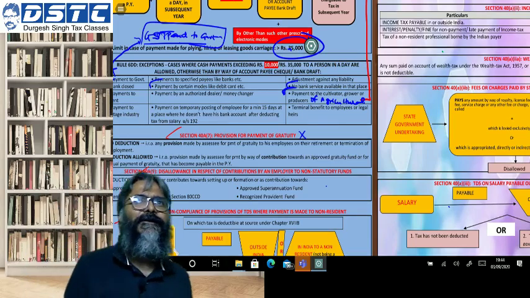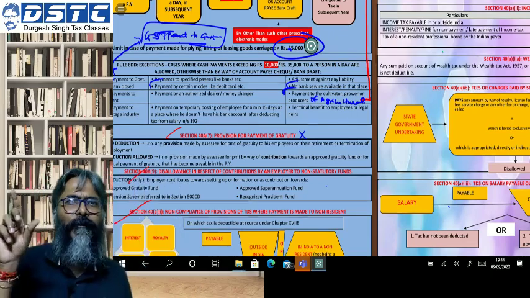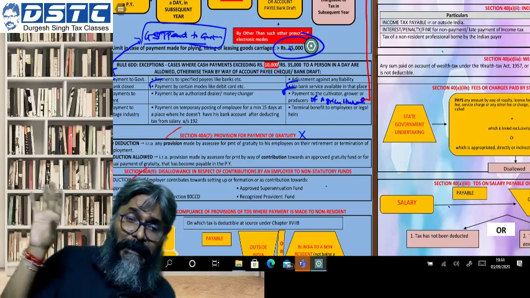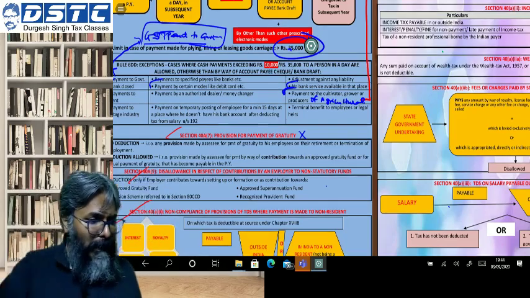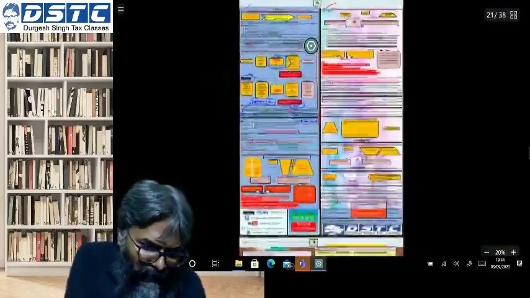To that, the answer is, students, no, it will not be allowed as deduction. Any unapproved fund, employee funds, to which I as an employer make a contribution, I will not be allowed any deduction whatsoever. Did you get this one, students?